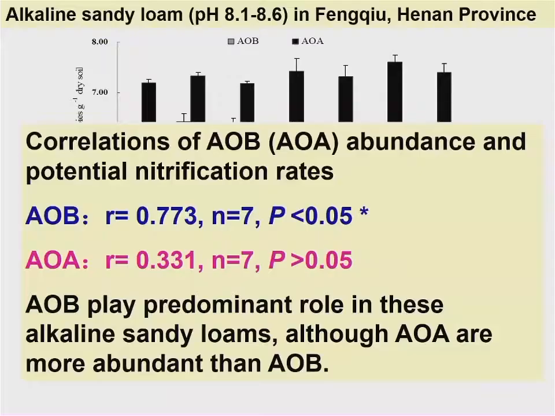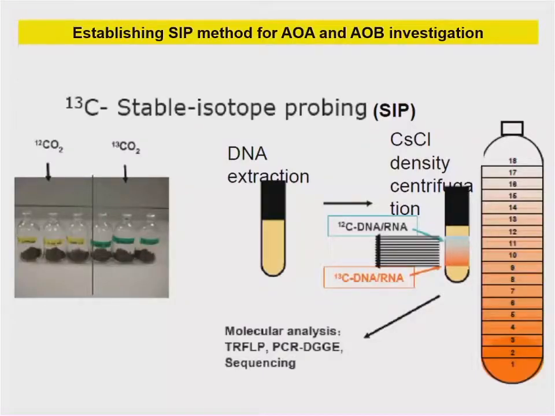So these previous analyses are based on statistical analysis, but we need to have stronger evidence. So we developed what we call carbon-13 stable isotope probing. We can label the substrate. Here the substrate is carbon-13 or carbon-12 carbon dioxide, because AOA and AOB are autotrophs. When they oxidize ammonia into nitrate, they need to fix carbon dioxide.